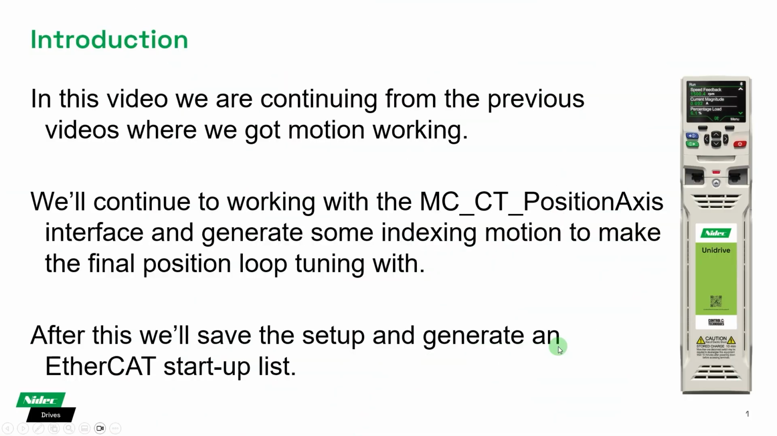In this video, we're continuing on from the previous videos where we got motion operating using the Control Techniques motion library. We'll continue working with the MCCT position axis interface and generate some indexing motion to make the final position loop tuning with. After this, we'll save the setup and generate an EtherCAT startup list.